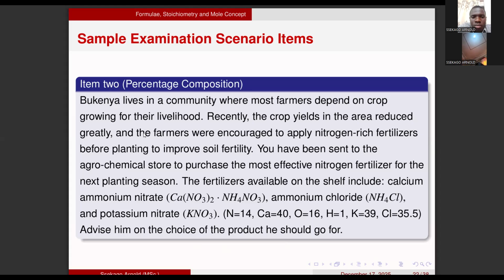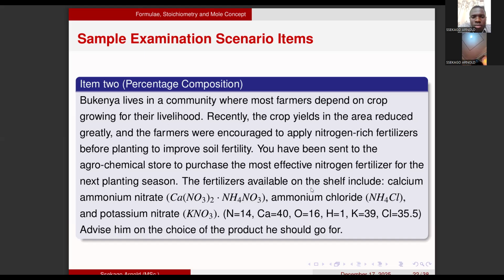Now for item 2, it says that Bukenya lives in a community where most farmers depend on crop growing for their livelihood. Recently, the crop yields in the area reduced greatly, and the farmers were encouraged to apply nitrogen-rich fertilizers before planting to improve soil fertility. You have been sent to the agrochemical store to purchase the most effective nitrogen fertilizer for the next planting season.